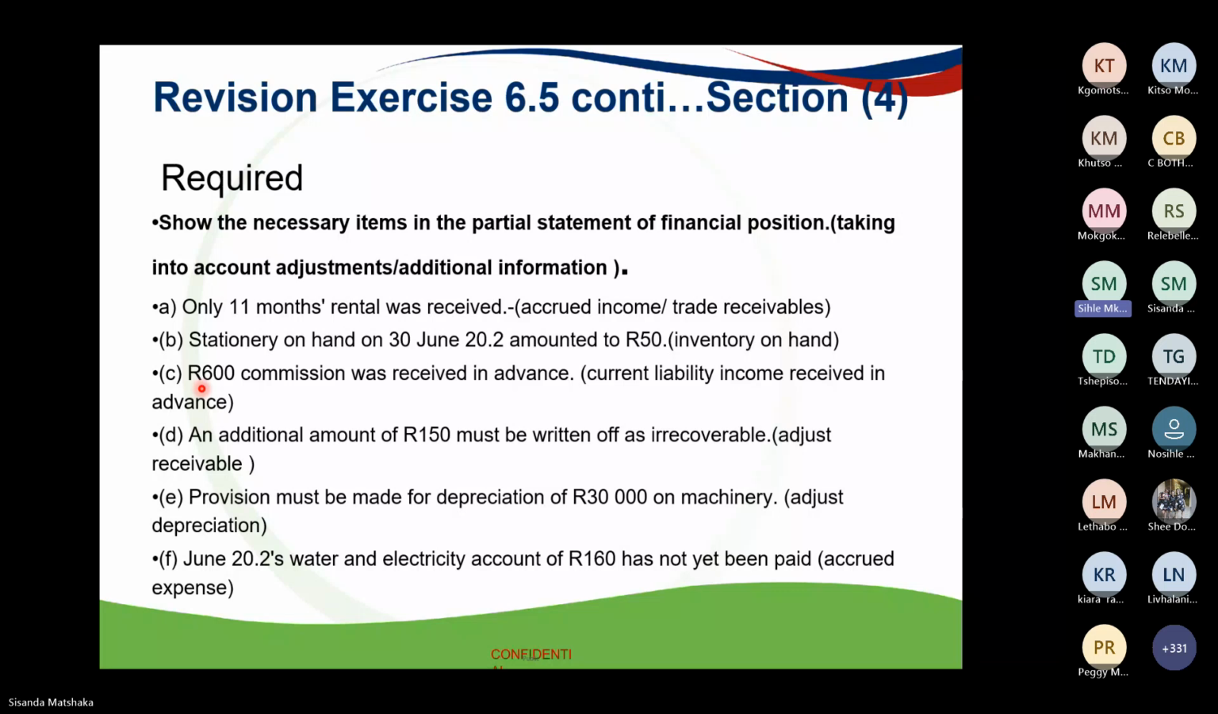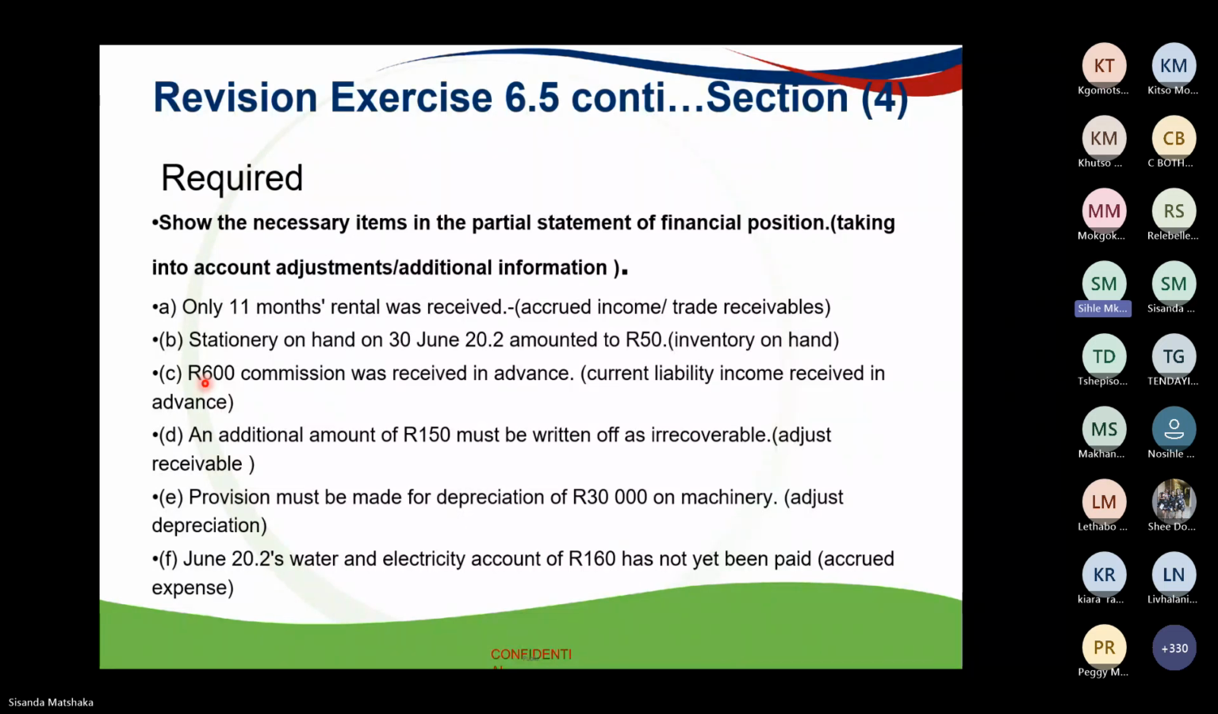And then when you go down to item number C, you are told that 600 commission was received in advance. Like what Letitia indicated, that means the commission for the full 12 months is received, which means the 600 is for the future period, which means we are kind of owing these people. It's like a temporary liability. So we want to show it also on the statement of financial position under current liabilities.